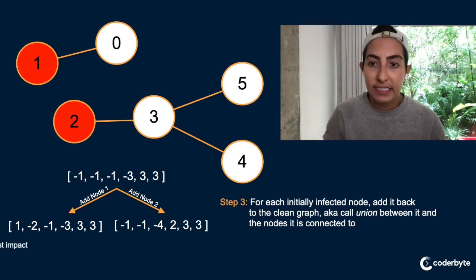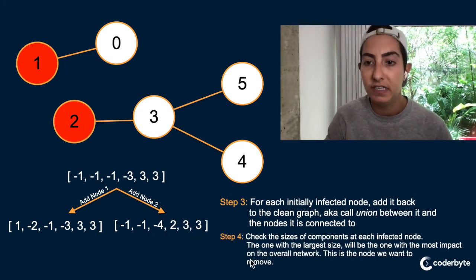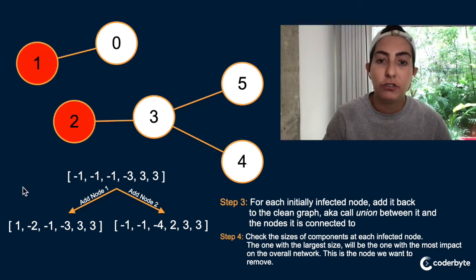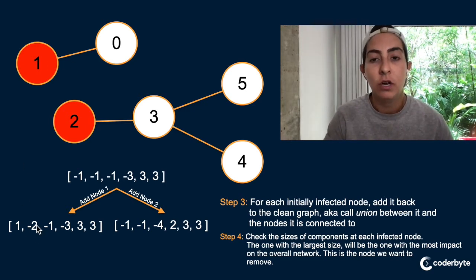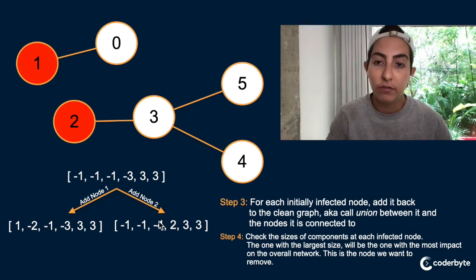And what's our last step? Our last step is to check the sizes of the components at each of the infected nodes. The ones with the largest size will be the one with the most impact on the overall network. This is the node we want to remove. Because of disjoint sets, we are tracking the sizes of these components as we call union. When we added 1, we were able to track that the size was 2. When we added 2, we were able to track that the size was 4.